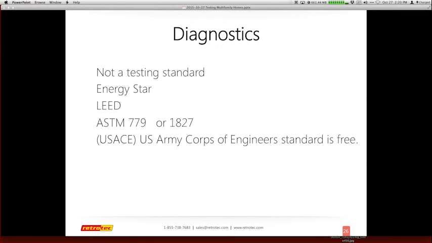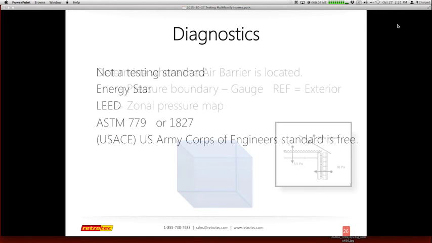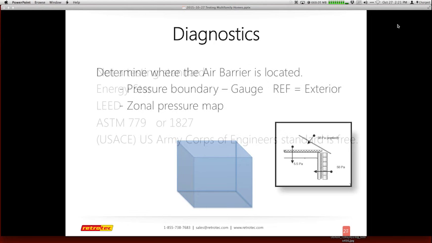Again, we're not going to really focus on whether it's Energy Star or LEED or an ASTM standard. You can download the Army Corps of Engineers standard for free. My goal is to focus more on how to do general diagnostics about pressure mapping when you're in the unit, or in the hallway, or in the structure itself. What can you learn about the pressure diagnostics happening in the units compared to the hallway, compared to the stairwell, all of this also compared to outside?